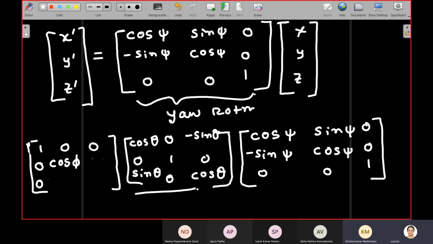Cos phi, sin phi. So we have all the coordinate transformation matrices, and if you multiply all of them, you will get the final coordinate transformation matrix from beta to alpha. Okay.